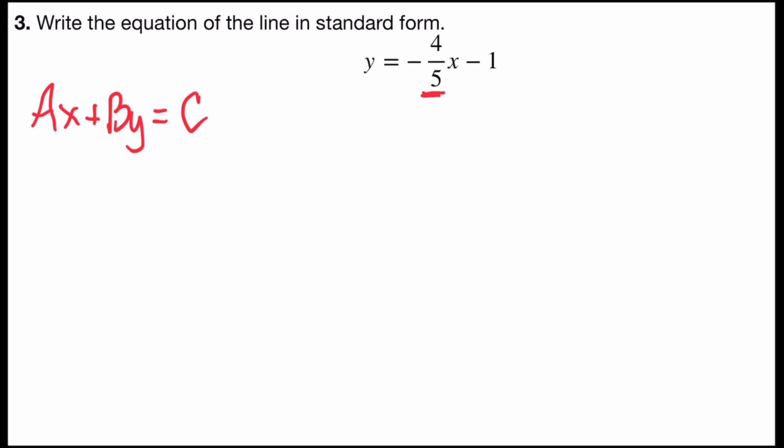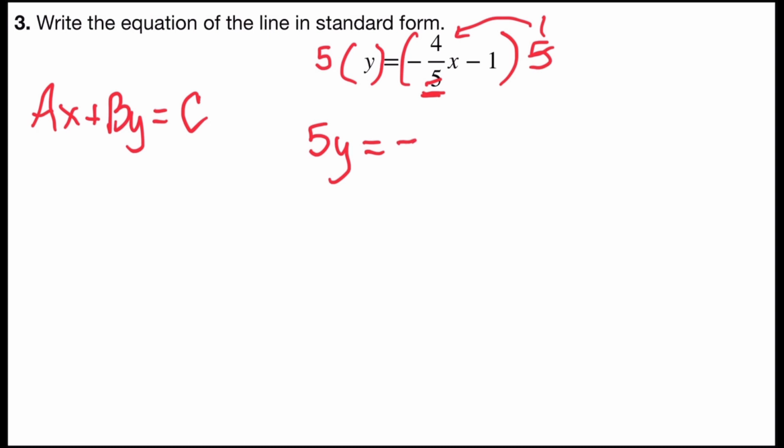So in order to eliminate the fractions first, I'm going to multiply both sides by the least common denominator. In this case, it's 5, since it's the only denominator. So on the left side, 5 times y is 5y. On the right side, 5 divides into 5 one time, and 1 times negative 4 is negative 4x. And then I'm going to multiply 5 times negative 1 and get negative 5. Now I just have to rearrange the terms.